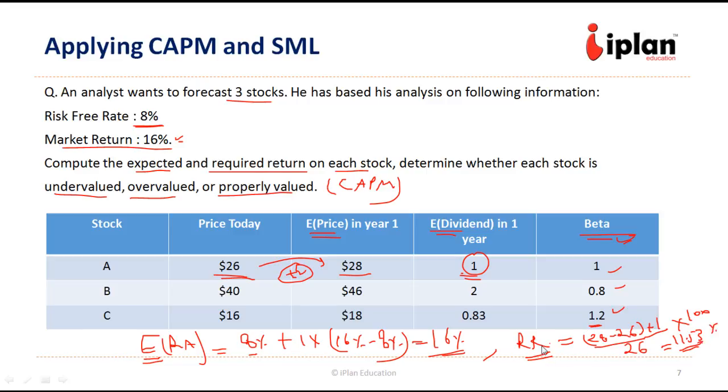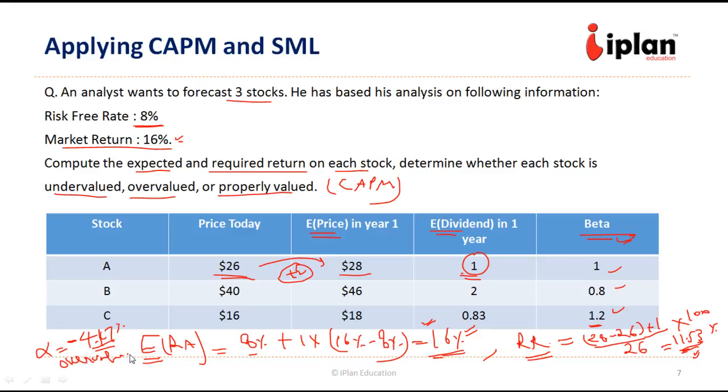So the expected return is 16%, while the required return is only 11.53%. This is forecasted. So if we invest in this particular stock, we are going to get a return of only 11.53%, while based on the risk associated with this stock, the return should be 16%. So it is clearly overvalued. Alpha is negative. It is minus 4.47%. This is negative alpha, so it is overvalued and it should be sold.